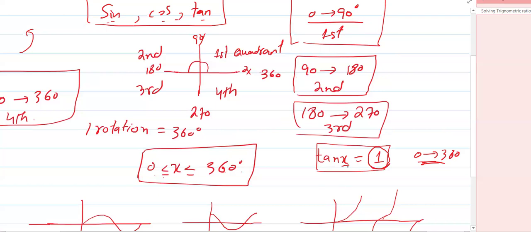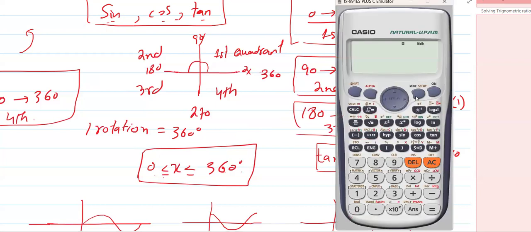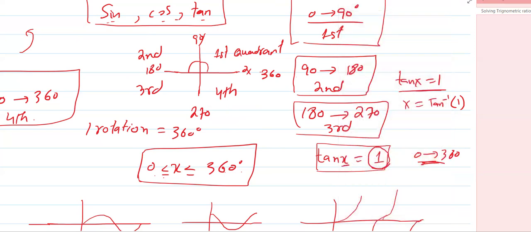When you use the calculator, for example, if tangent of x is equal to 1 and you want to find x, what do we do? We do tangent inverse of 1. Let me put the calculator in degree mode. If you use the calculator, it will just give you one value. So how will we get the second value?